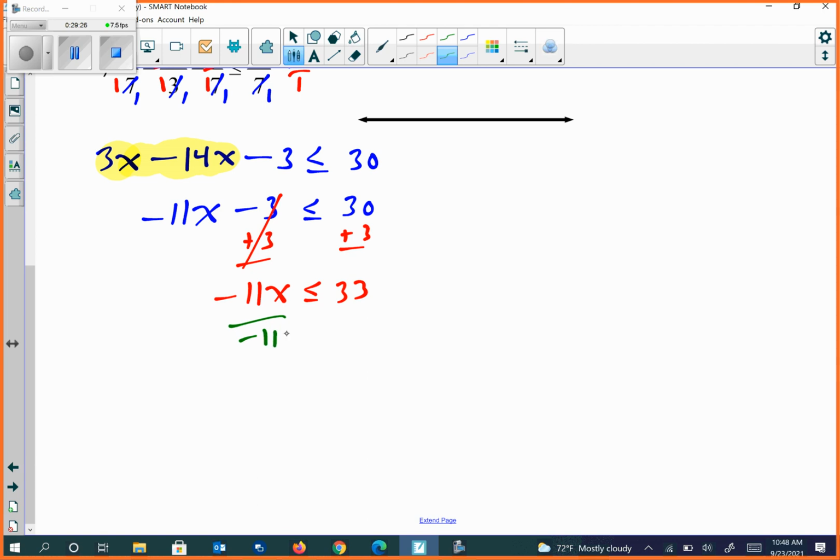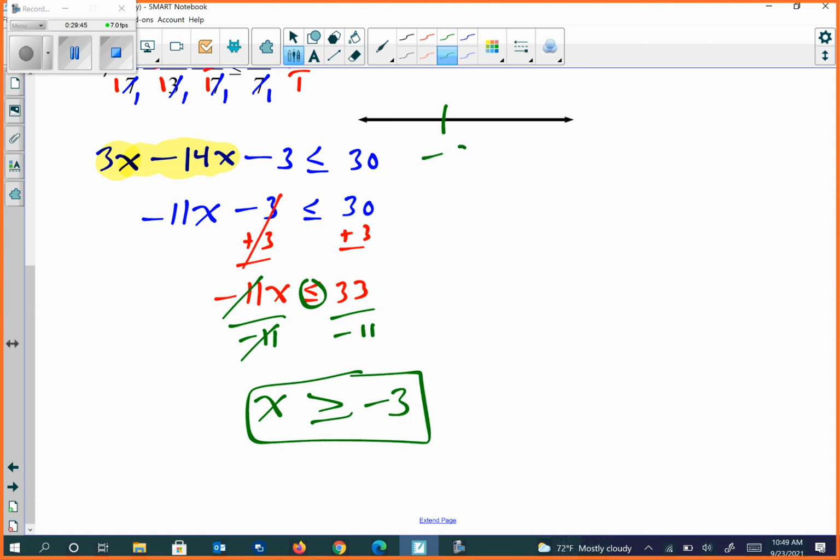Being I'm dividing by negative 11, what's going to happen to the sign? Okay, so these reduce out. x, flip over the sign. 33 divided by negative 11 is? Negative 3. So there's our inequality.